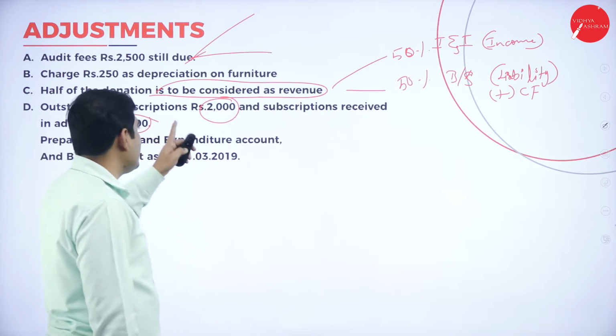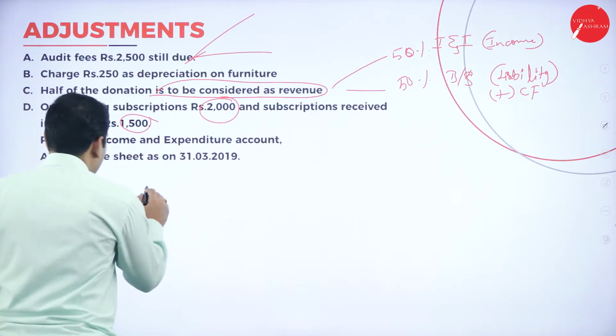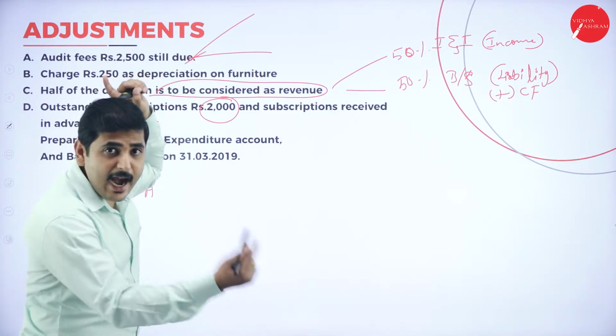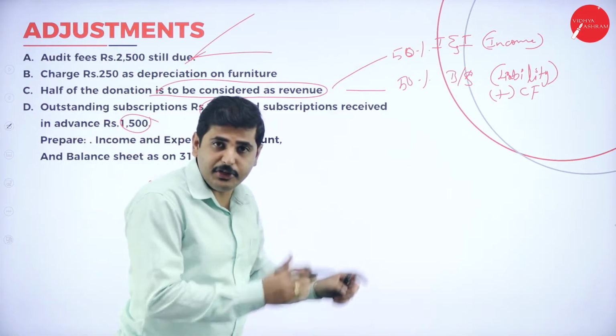Next one, subscription received in advance. Again I'll write here: advance subscription of previous year we should add, advance subscription of current year we should deduct.